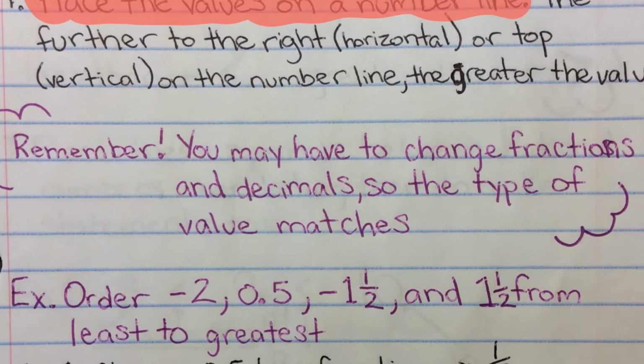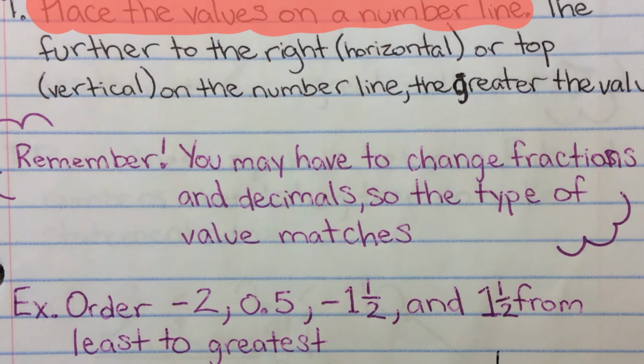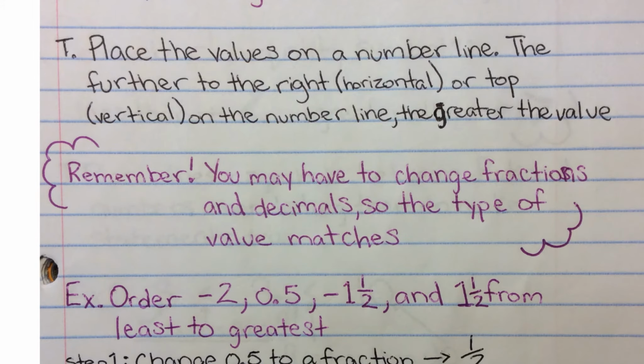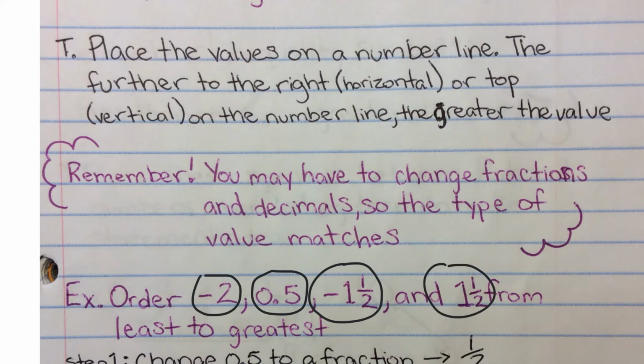The question is asking us, example, order -2, 0.5, -1.5, and 1.5 from least to greatest. So if we are following our task, and as you recall, the task says to place the values on a number line. Alrighty, so we're going to take each of these values, -2, 0.5, -1.5, and 1.5, and we're going to put them on a number line.